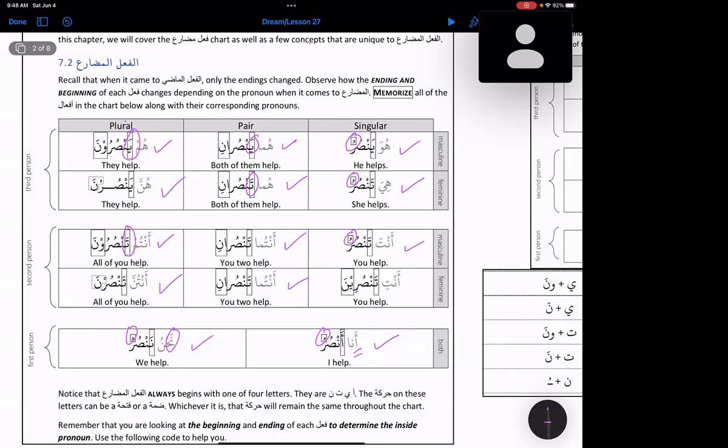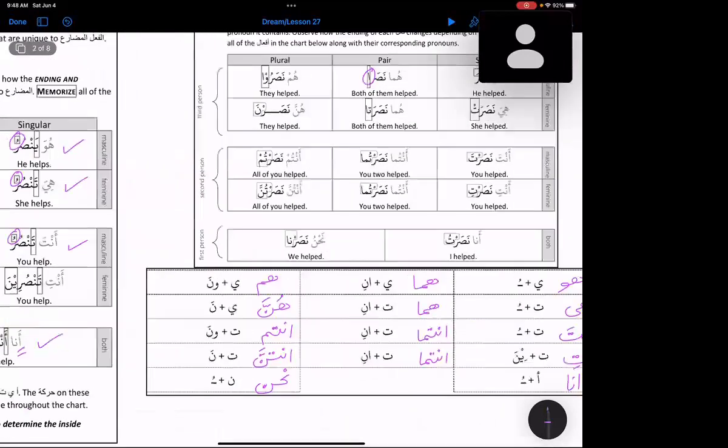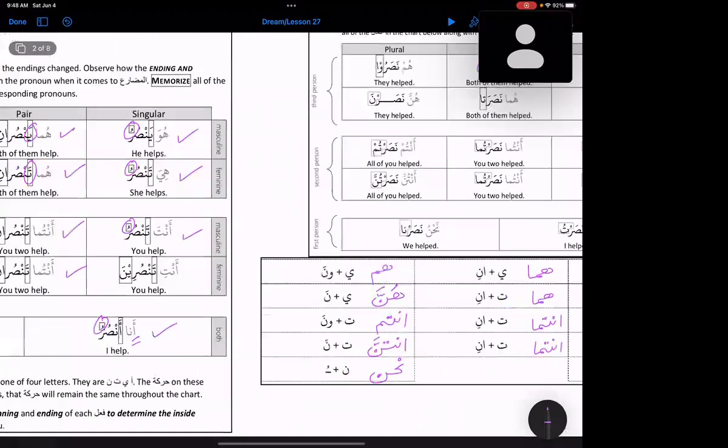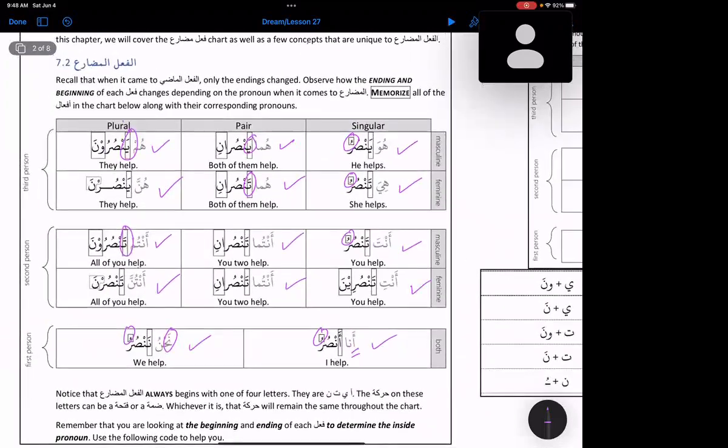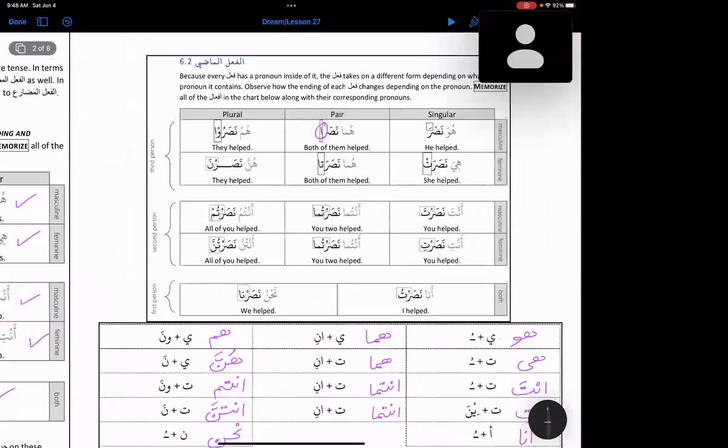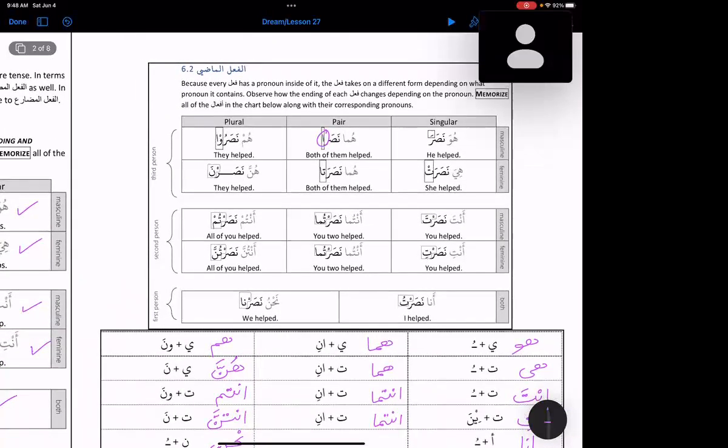Does it make sense? Yeah. There's just one abnormal one, like Anti Tansurina. Anti, right? Yeah. Then Anti is all different. Okay, and we can remember it with the Anti Tansurina. So whenever we are on Anti, we need to make it Tansurina.